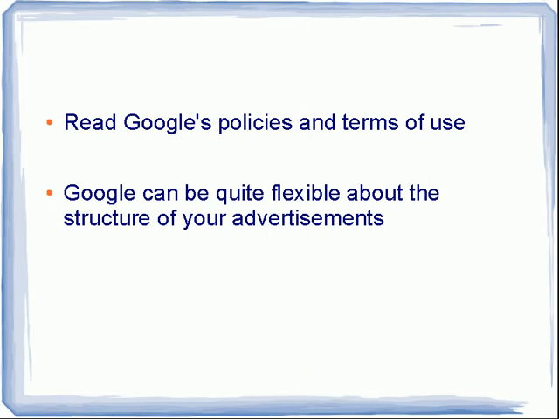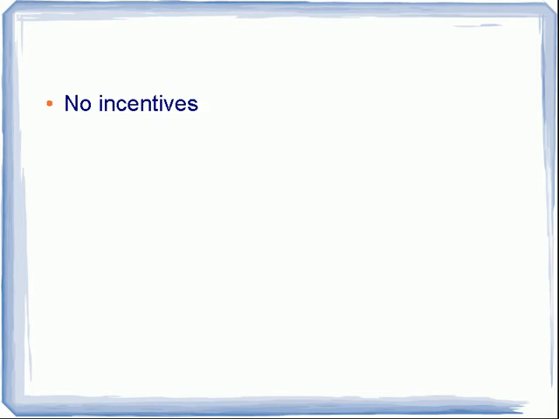For the most part, Google offers quite a bit of flexibility in terms of how you can structure your advertisements and display the ad code. However, there are a few things to keep in mind. First of all, there's no incentives. You're not allowed to direct your website visitors to click on your AdSense advertisements, nor are you permitted to force your visitors into clicking on your ads in order to gain access to additional content, resources, or giveaways.